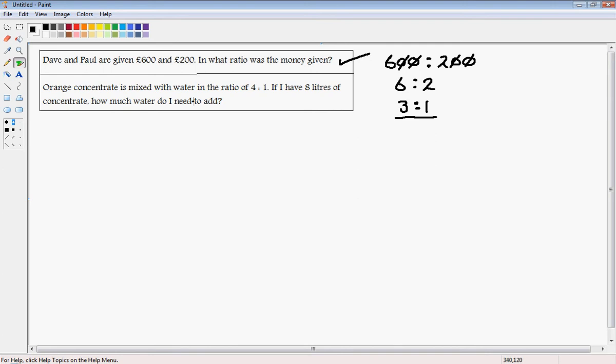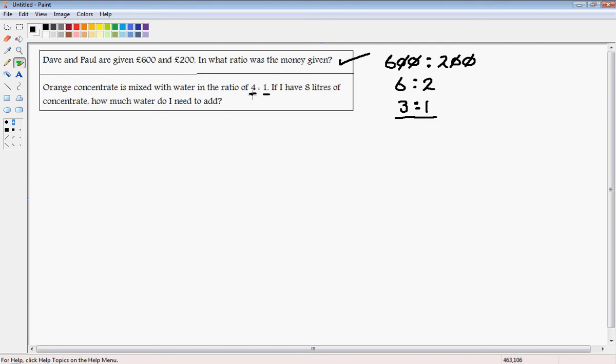Orange concentrate is mixed with water in the ratio of 4 to 1. If I have 8 litres of concentrate, how much water do I need to add? Okay, so again, as the question is written, this is how it refers to the ratio. So orange concentrate is mixed with water. So the 4 is orange concentrate, and 1 is the water.